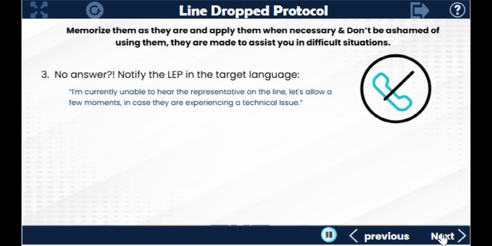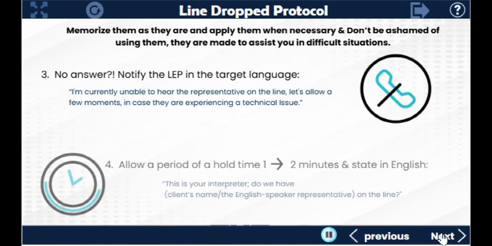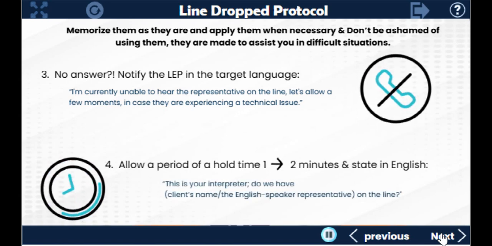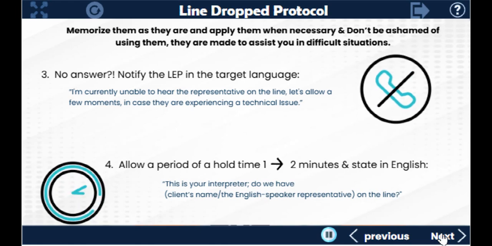No answer? Notify the LEP in the target language. "I'm currently unable to hear the representative on the line. Let's allow a few moments, in case they are experiencing a technical issue." Allow a period of a hold time 1 to 2 minutes and state in English, "This is your interpreter. Do we have client's name/the English speaker representative on the line?"